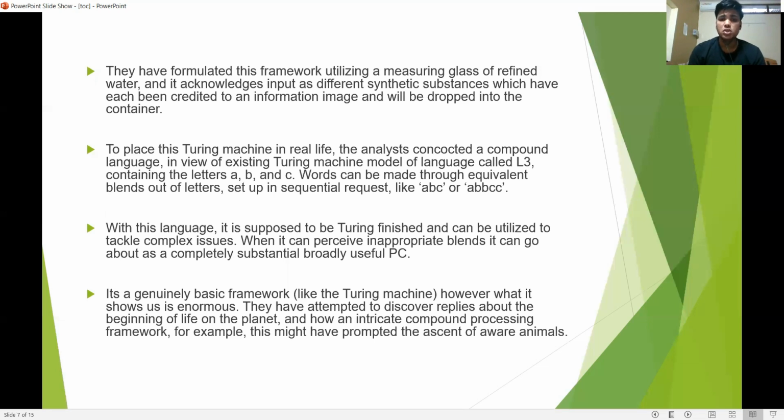When it can recognize inappropriate blends, it can act as a fully valid, general-purpose computer. It's a genuinely basic system like the Turing machine. However, what it shows us is enormous. They have attempted to find answers about the origin of life on the planet and how an intricate chemical processing system such as this might have led to the rise of conscious creatures.